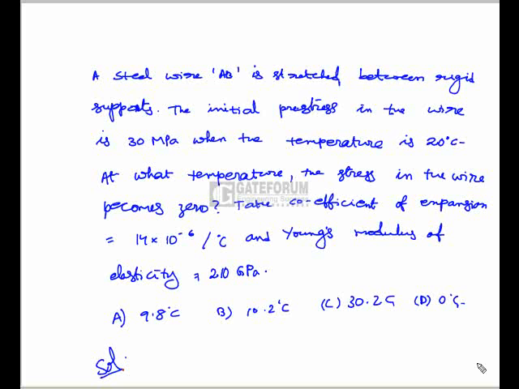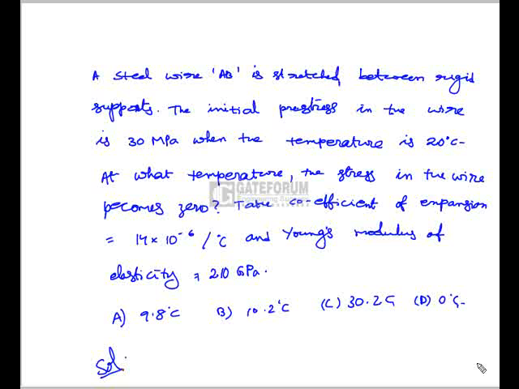A steel wire AB is stretched between the rigid supports. The initial pre-stress in the wire is 30 megapascal when the temperature is 20 degrees centigrade. At what temperature does the stress in the wire become 0? Take coefficient of expansion as 14 into 10 power minus 6 per degree centigrade, and Young's modulus of elasticity as 210 gigapascal. The options are 9.8 degree centigrade, 10.2 degree centigrade, 30.2 degree centigrade and 0 degree centigrade.